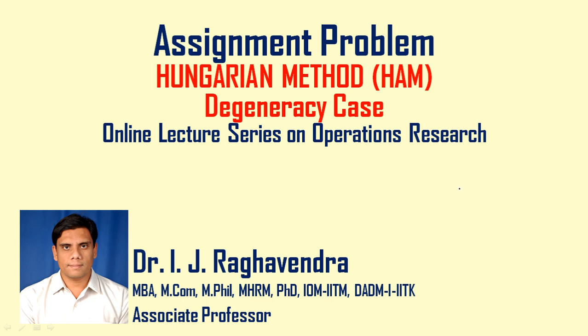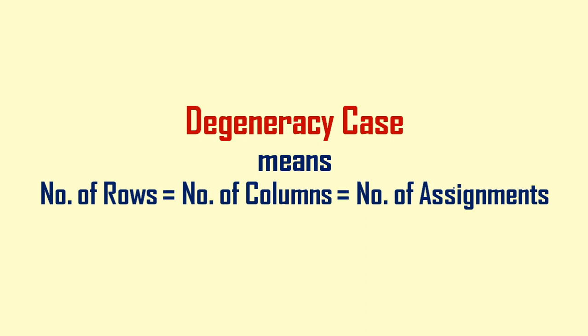In this lecture, we are going to learn about the degeneracy case of assignment. So what is degeneracy? It means the number of rows equal to the number of columns is not equal to the number of assignments. So this is referred to as a degeneracy case. If the number of rows is equal to the number of columns is equal to the number of assignments, that is referred to as the non-degeneracy case. Please see my previous video on the non-degeneracy case.